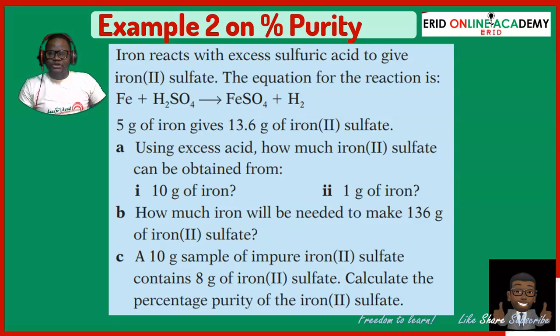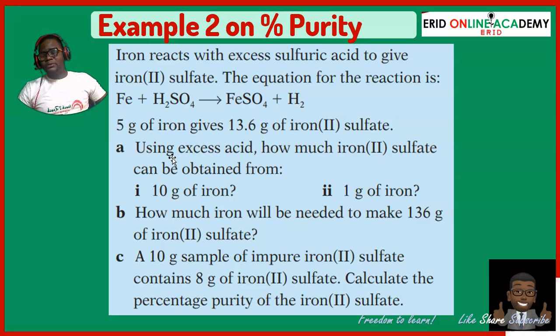Iron reacts with excess sulfuric acid to give iron 2 sulfate. The equation of the reaction is iron plus sulfuric acid to give iron 2 sulfate plus hydrogen. Then 5 gram of iron gives 13.36 gram of iron 2 sulfate. The first part of the question says, using excess acid, how much iron 2 sulfate can be obtained from 10 gram of iron and 1 gram of iron.